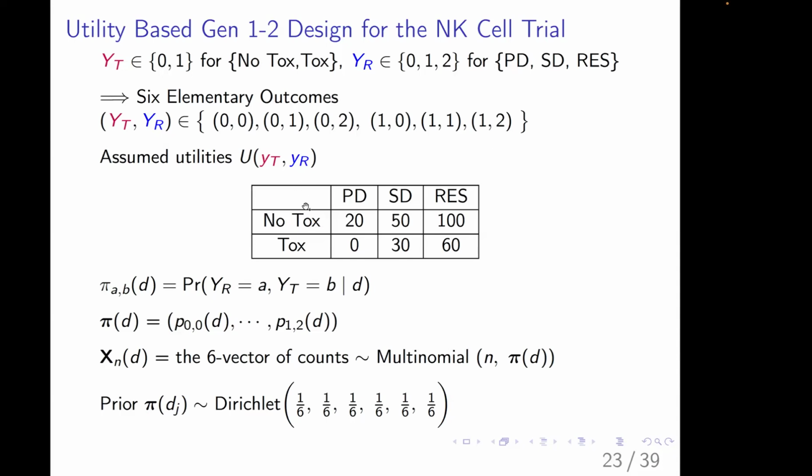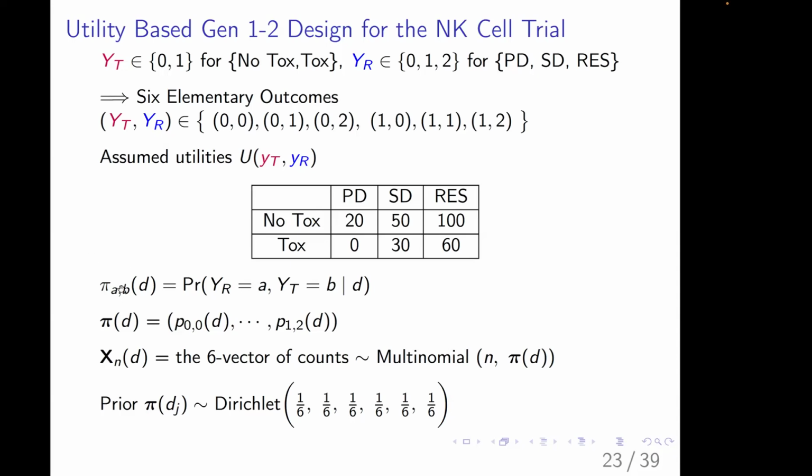So here's the assumed utility. The utility of progressive disease with toxicity is 0, because that's the worst outcome. The utility of response with no toxicity is 100. That's the best outcome. And then the utilities in between for the intermediate outcomes, you get those by talking to your clinician and say, how desirable is this combination as a value between 0 and 100? So it's completely subjective, but it tells you what the trade-offs are.